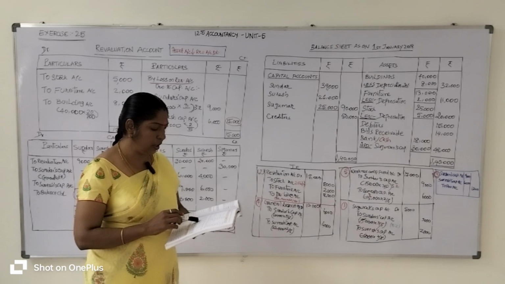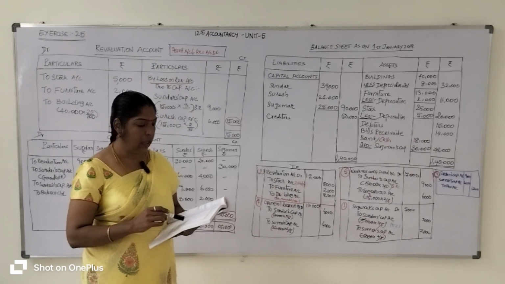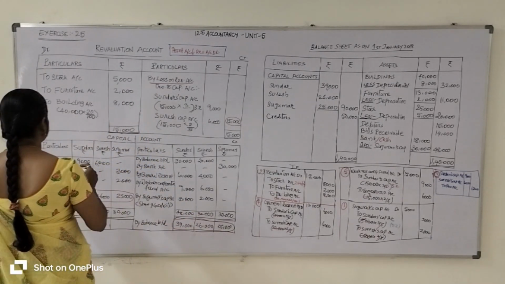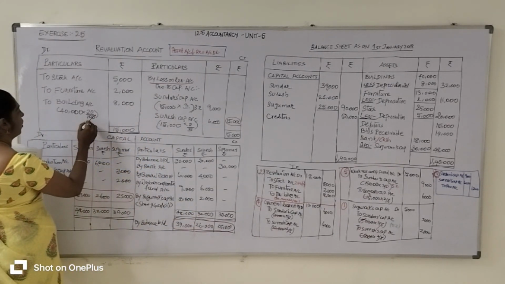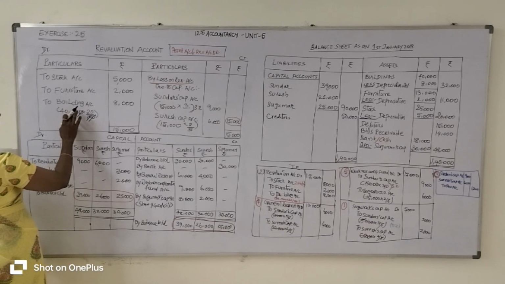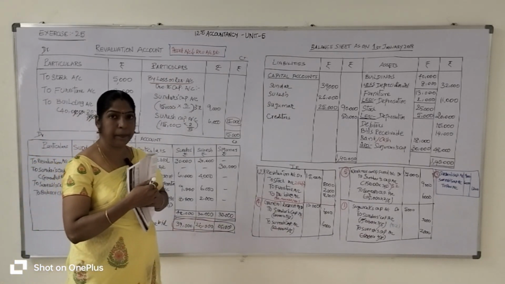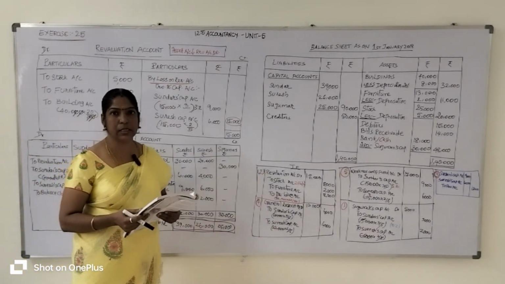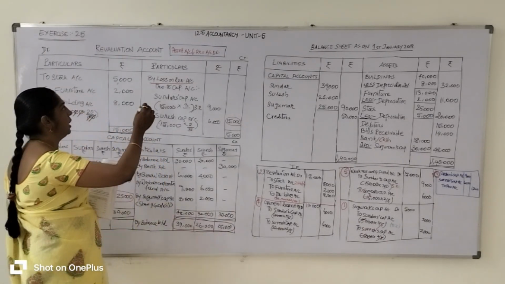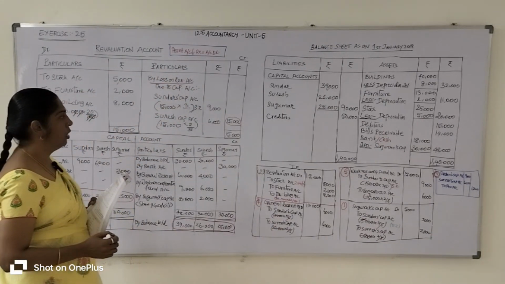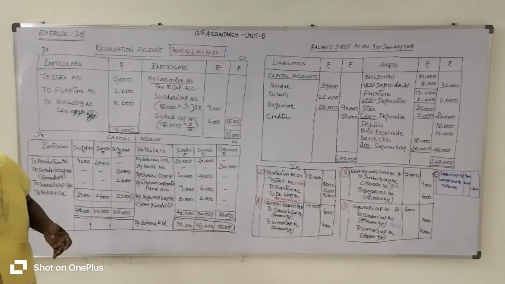Then the value of the building is to be depreciated by 20%. The building's value of 40,000 rupees is given in the question. 20% of 40,000 rupees: 4 twos are 8, and 0s are to be added, so 8,000 rupees. The building account is depreciated, so the asset account also depreciated. It will appear on the debit side of the revaluation account. So the revaluation-related transactions we entered here.